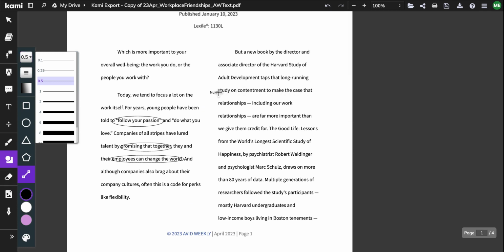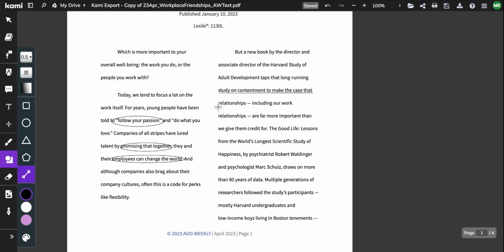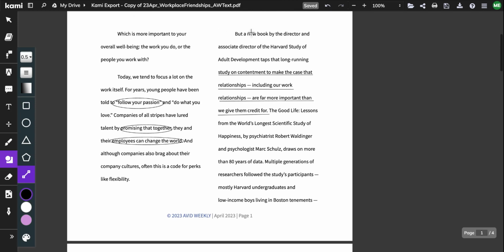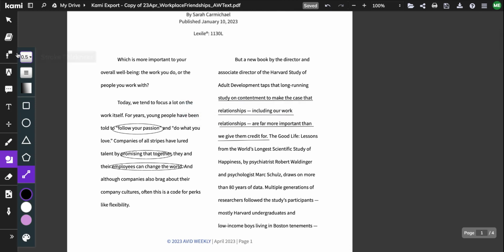Okay, so right here. So I think this is important. The study on contentment makes the case that relationships, including our work relationships, are far more important than we give them credit for. So to me, that's the main idea of what paragraphs 1, 2, 3 are trying to tell me, scholars.